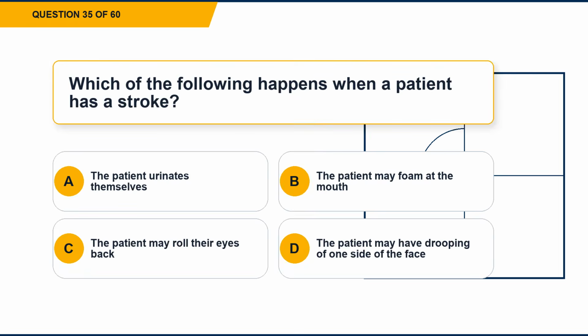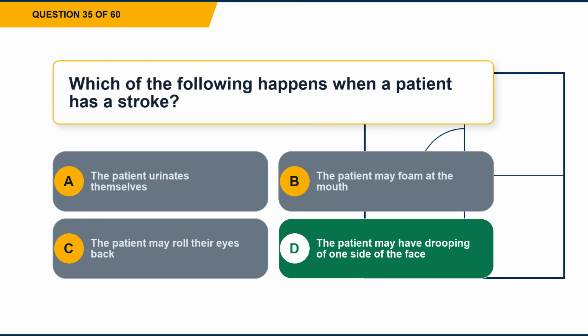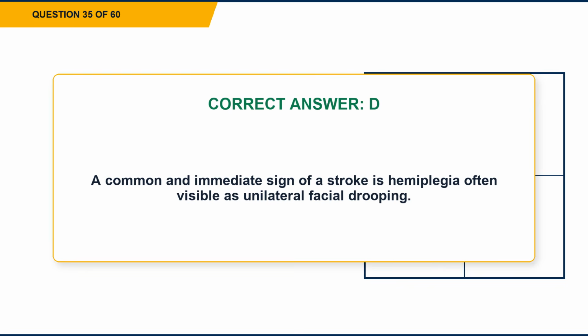Question 35. Which of the following happens when a patient has a stroke? Option A, the patient urinates themselves. Option B, the patient may foam at the mouth. Option C, the patient may roll their eyes back. Option D, the patient may have drooping of one side of the face. The correct answer is option D, the patient may have drooping of one side of the face. Explanation: a common and immediate sign of a stroke is hemiplegia, often visible as unilateral facial drooping.